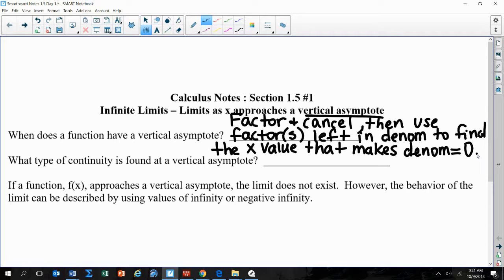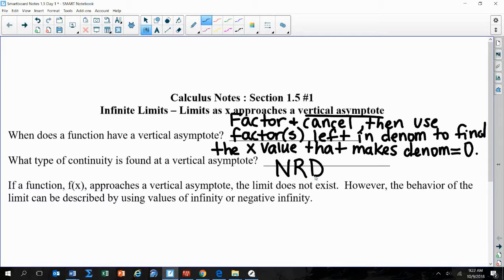Factors that do cancel, what does that indicate? A hole. Okay, so if the factor cancels, it's a hole. The factors that are left over in the denominator that don't cancel, those are your vertical asymptotes. What type of discontinuity is found at a vertical asymptote? Very good. Non-removable discontinuity. Yep. Non-removable discontinuity is found at a vertical asymptote.